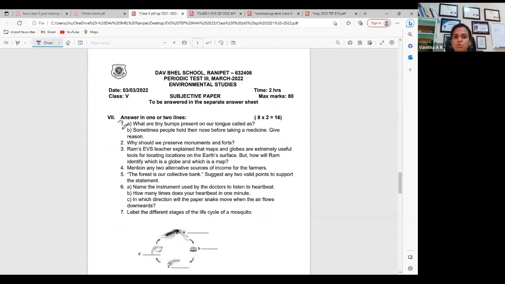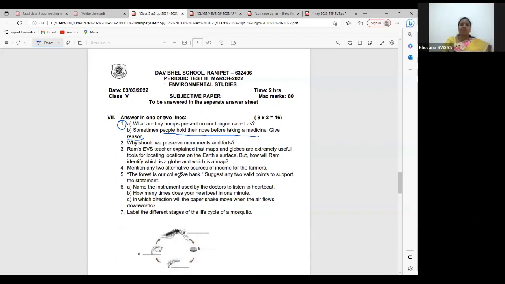If you can see this census, I believe. Sometimes people hold their nose before taking a medicine. Give reason, so that they don't get the taste of it.